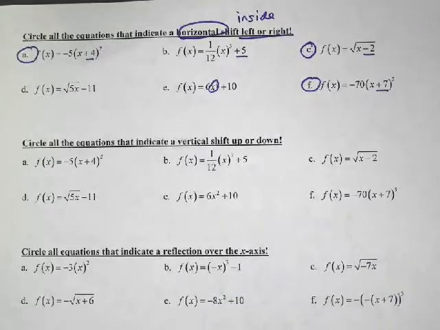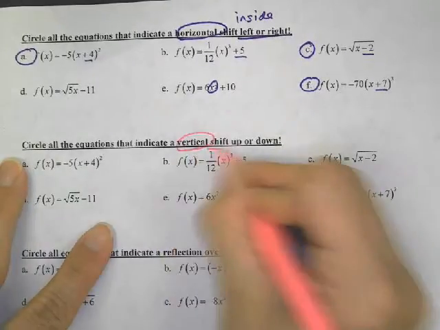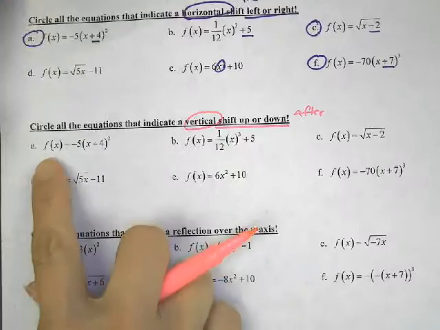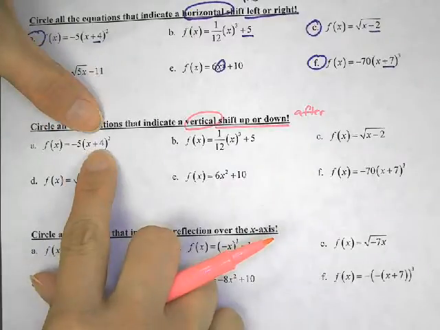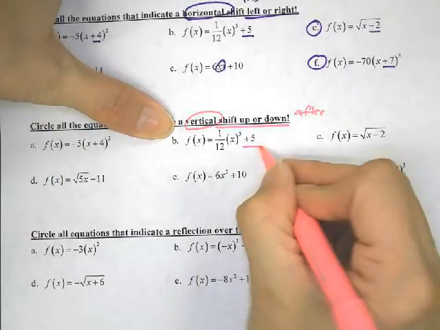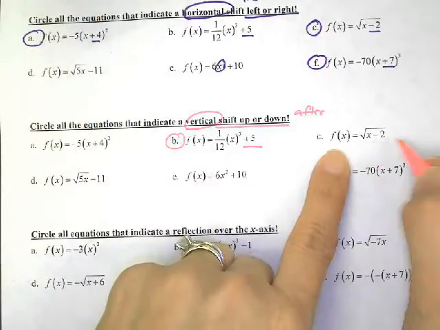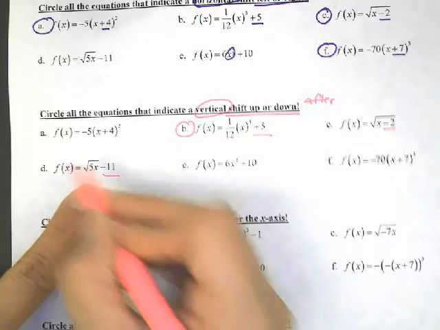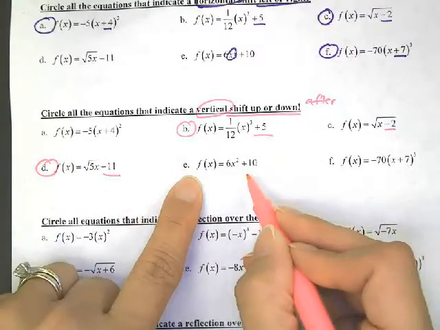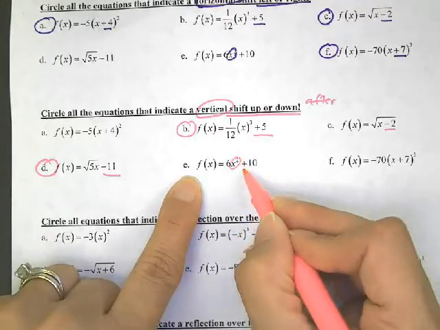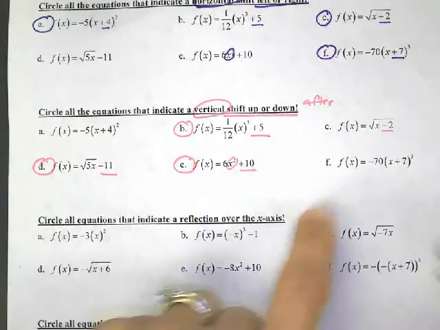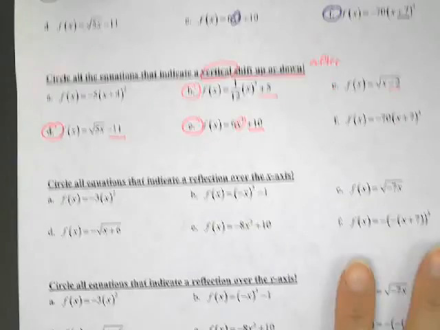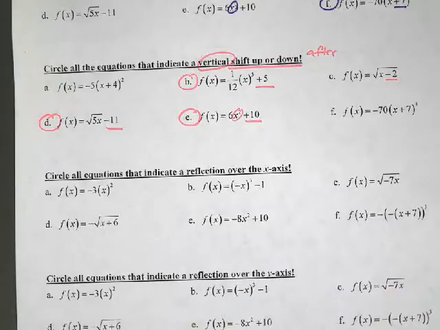Circle all the equations that indicate a shift up or down. Okay, vertical shift up or down. This is going to be after, outside the function. Okay, A. No, that's inside. B. Yes, that's up 5. C. Nope. Is D up or down? Yes, it's down 11. E. Here's x squared. And then that's plus 10 after. Yes, that's up 10. F? No, sorry, Bob.